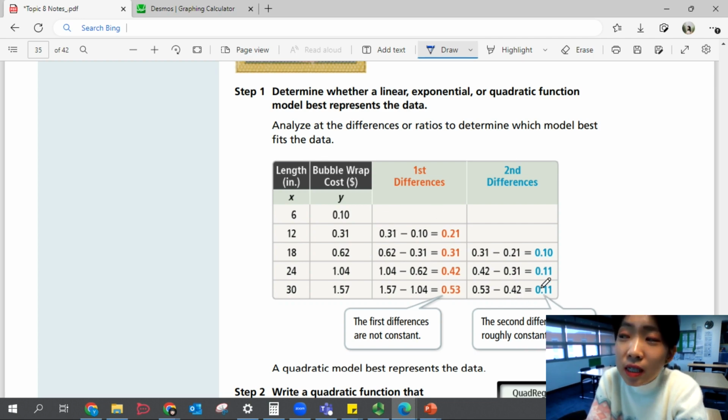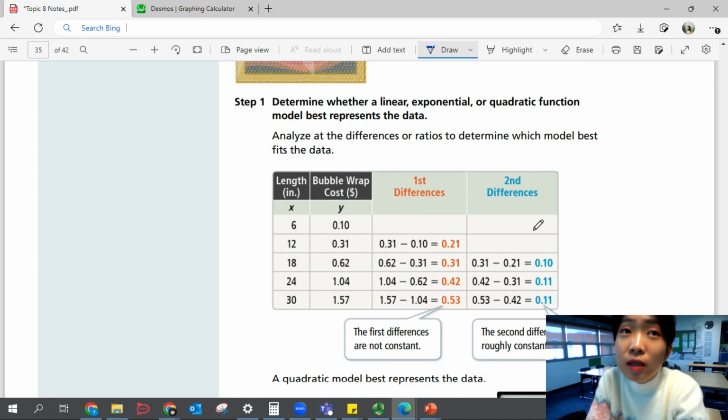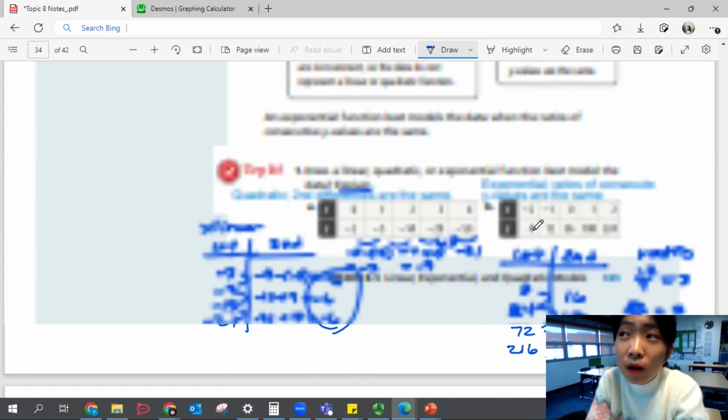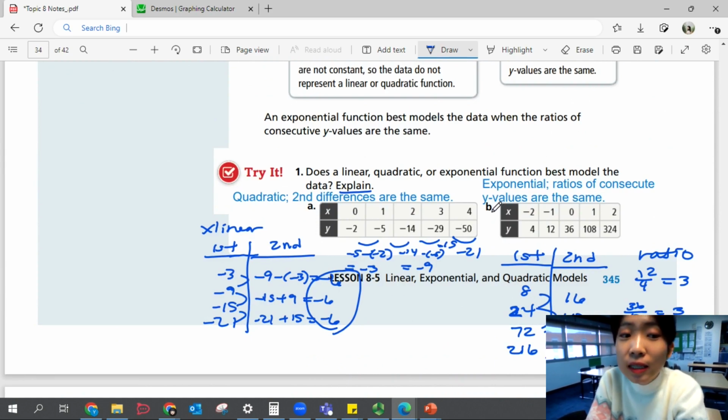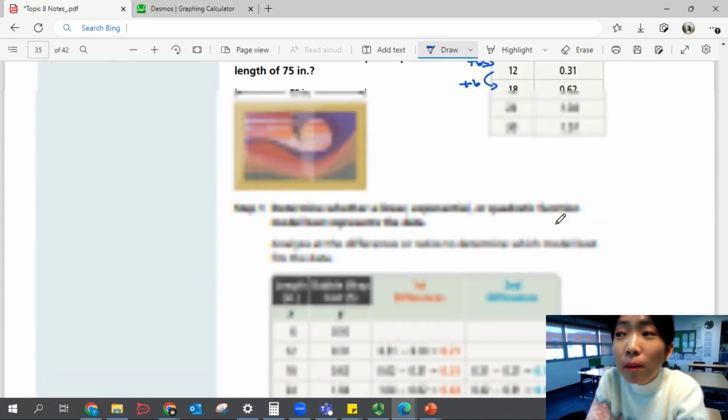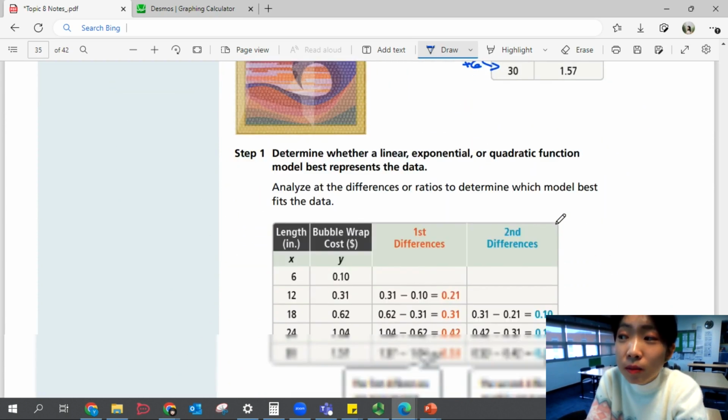So the second differences will be close. Even though they're not exactly all the same, we can say that 0.10 and 0.11 are pretty close. So if they're roughly constant, we can say the quadratic model will best represent the data. Because in the real world, there is not going to be a perfect data set. Remember that. In example 1, we did look at perfect data sets, but in the real world, they're not going to be perfect.